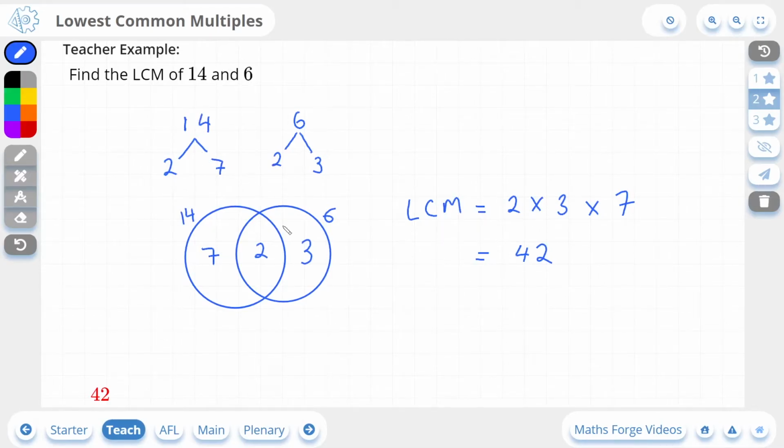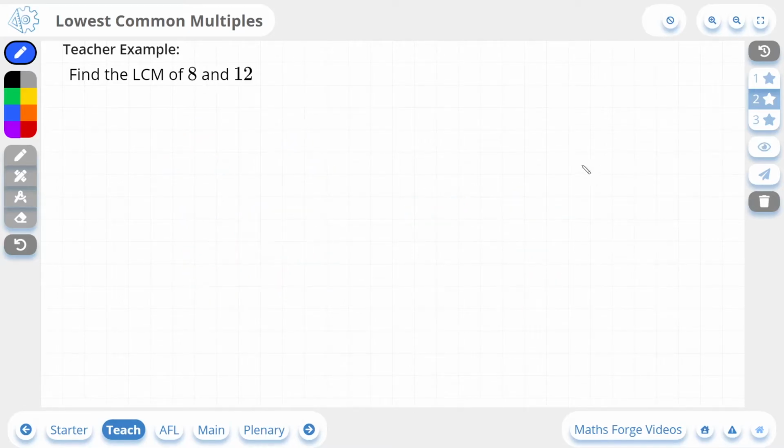You can see here that the lowest common multiple is 42, and if you try to multiply 14 by 6, you'd get a number much larger than 42. Let's do another 2-star example. So we're asked to find the lowest common multiple of 8 and 12. So I'm going to break 8 and 12 down into their prime factors.